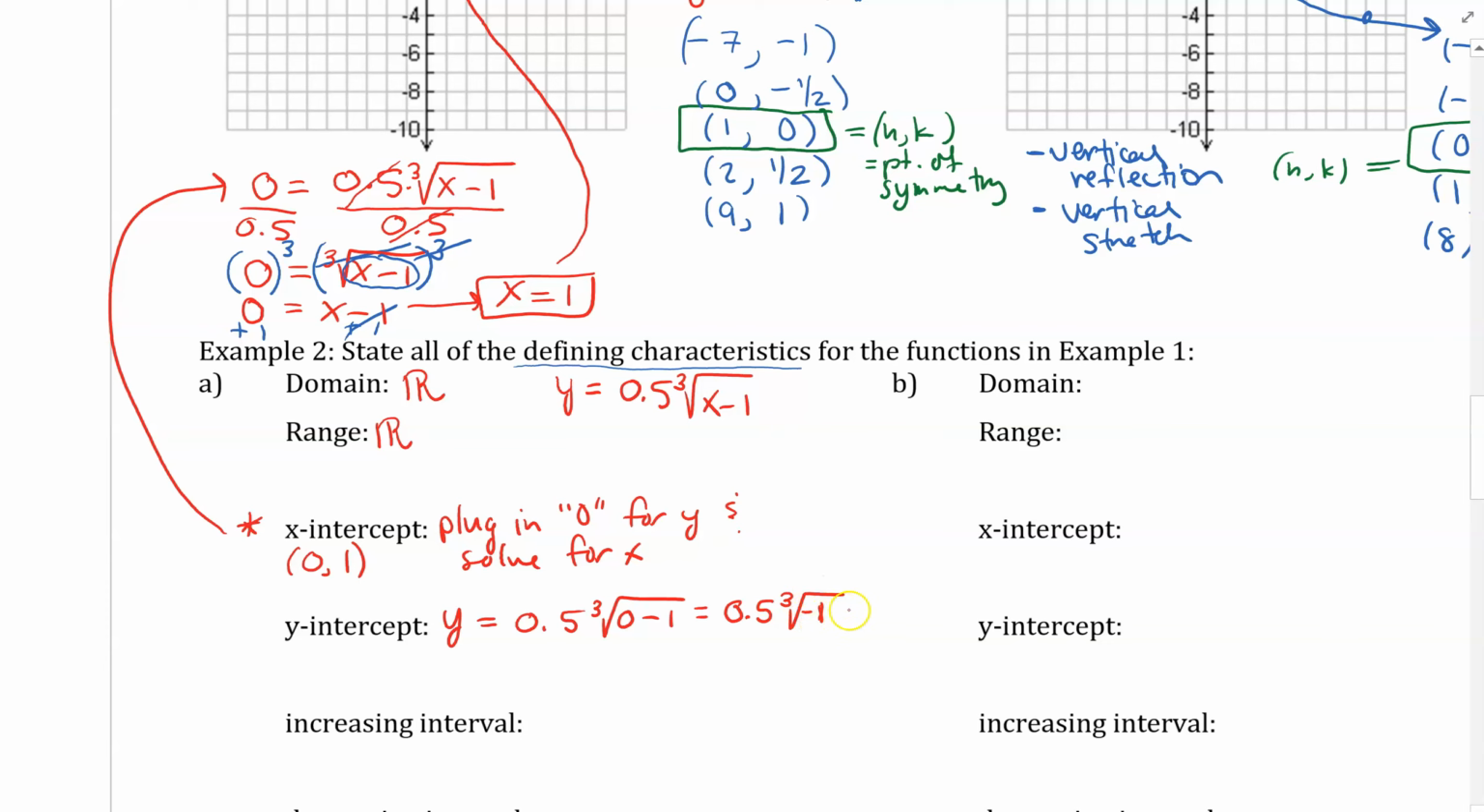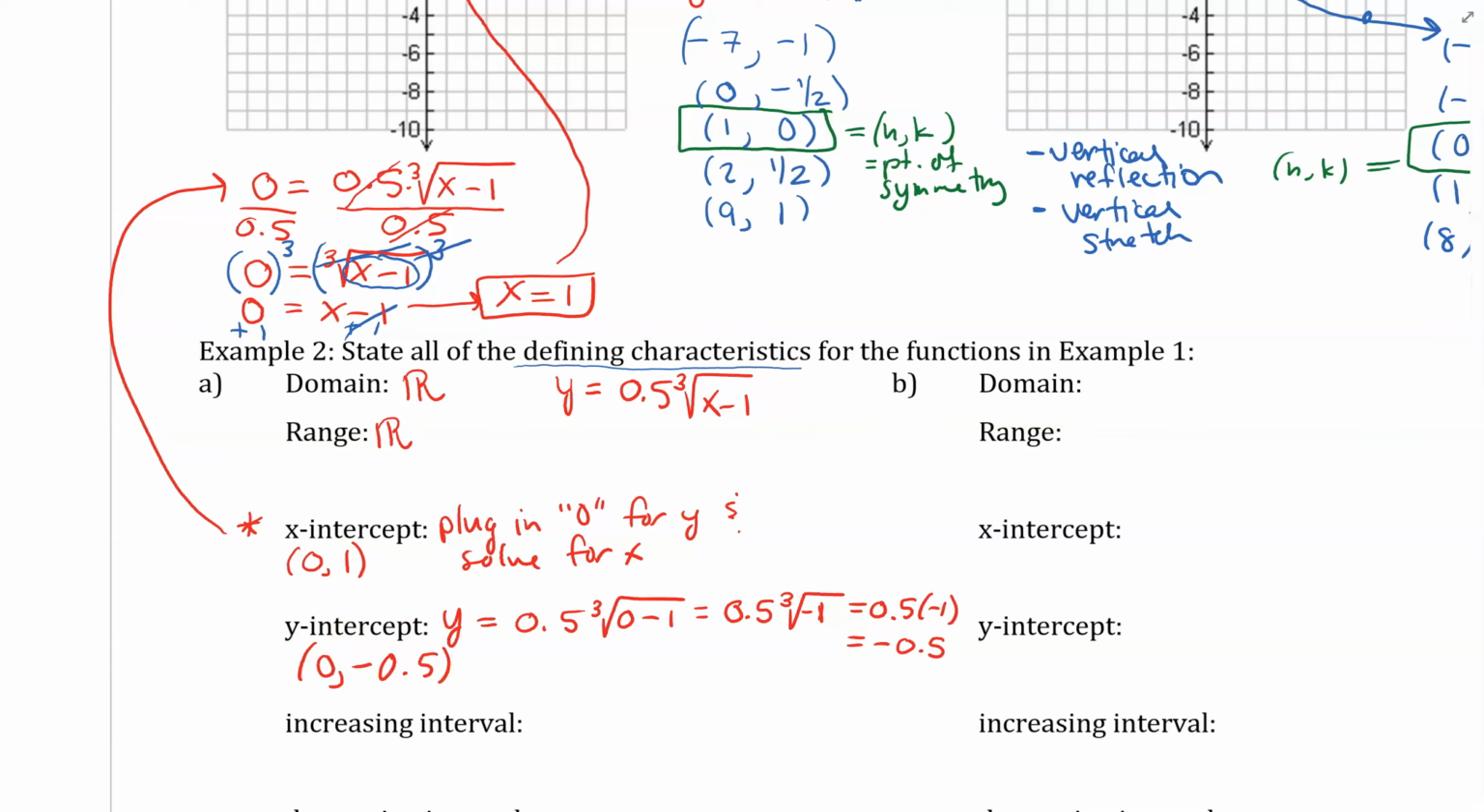And the cube root of negative 1 is just equal to negative 1, because negative 1 times negative 1 times negative 1, 3 times, equals negative 1. So it is its own cube root. And then that just equals negative 0.5. So the y-intercept for this would be, you know what? I messed that up. Let me fix that. The y-intercept would be 0, negative 0.5.